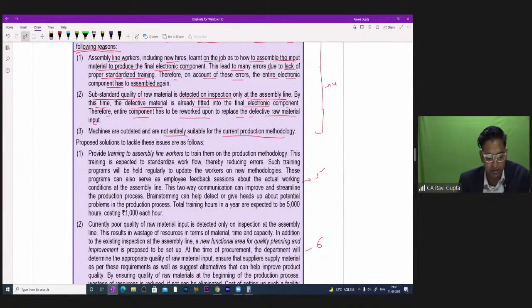Yes, Namita, it means ASPL has two costs: the inspection cost, and also the rework cost.